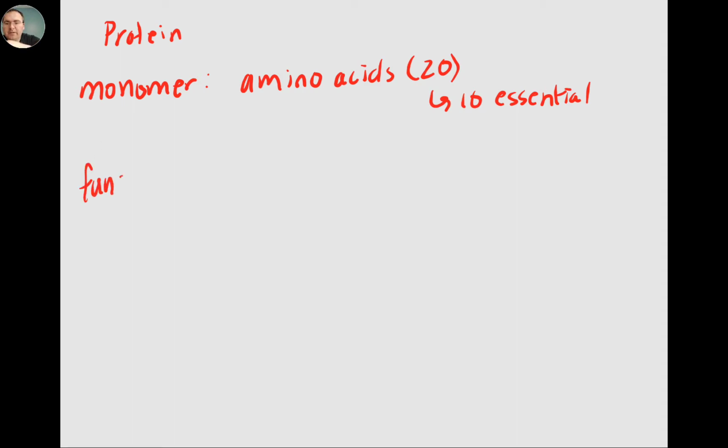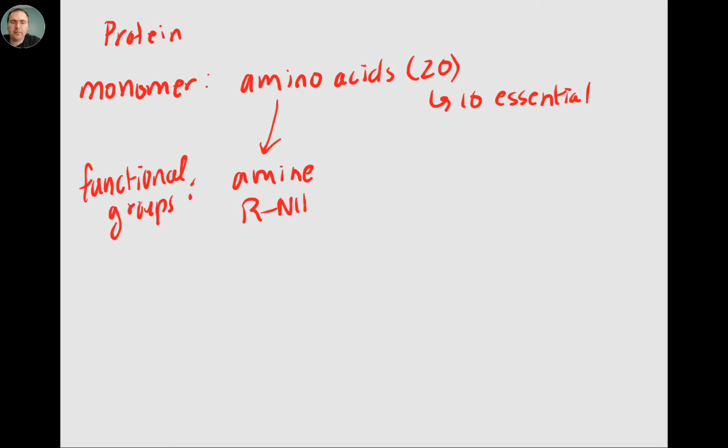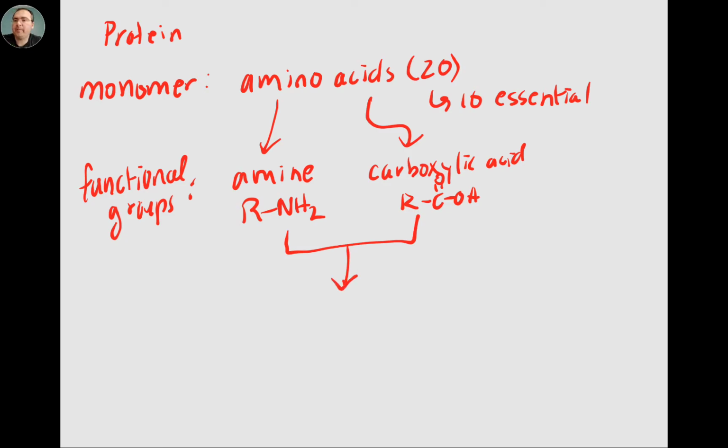Next thing we want to know is the functional groups. And it kind of gives it away in the name. You can imagine that from an amino group is the amine, which is the RNH2 group. And from the acid, we can get the carboxylic acid group. That's R-carbonyl OH. Bring those together and kick out water. So losing water makes this a condensation polymer.